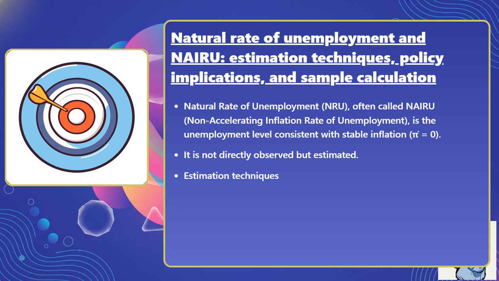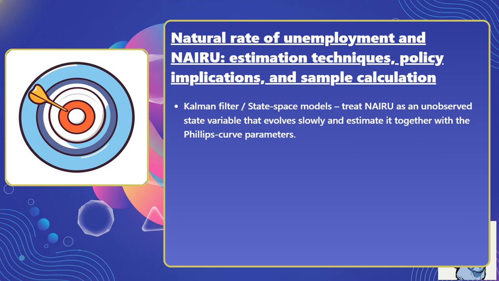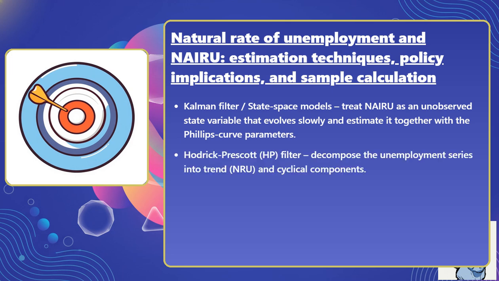Estimation techniques. Structural Phillips curve regression: regress inflation on the unemployment gap and lagged inflation. The gap that makes the intercept 0 is the NAIRU. Kalman filter or state space models: treat NAIRU as an unobserved state variable that evolves slowly and estimate it together with the Phillips curve parameters. Hodrick-Prescott HP filter: decompose the unemployment series into trend, NRU, and cyclical components.